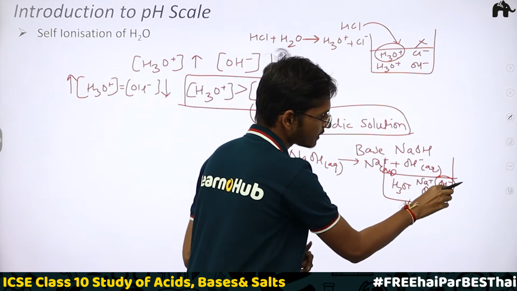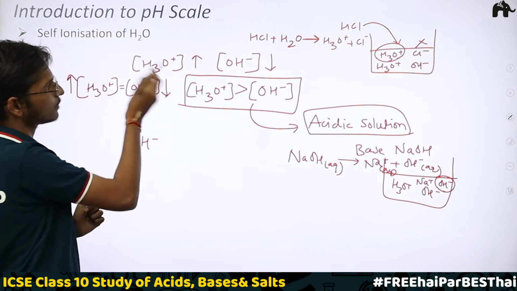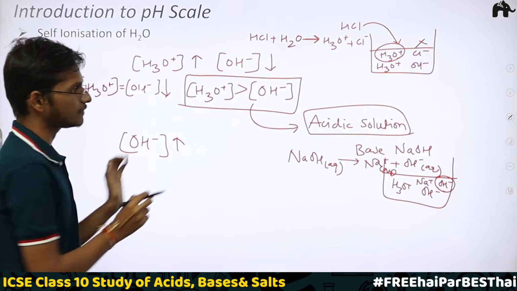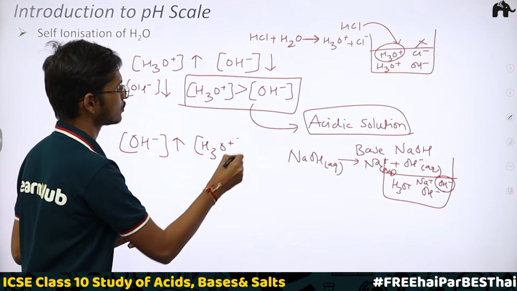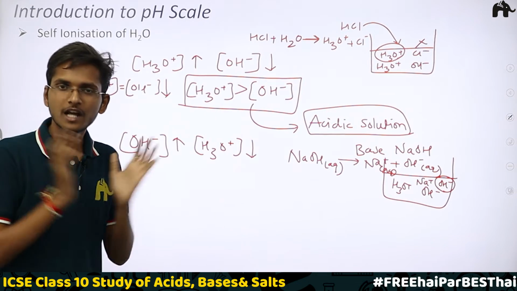So what would happen? The OH minus ions concentration would increase now, the same way the hydronium ions concentration increased when we added acid. So here the OH minus ions concentration is increasing when we are adding base. And at the same time, the hydronium ions concentration goes on decreasing. Why? I have already told you, you would learn it when you learn equilibrium and Le Chatelier's principle.